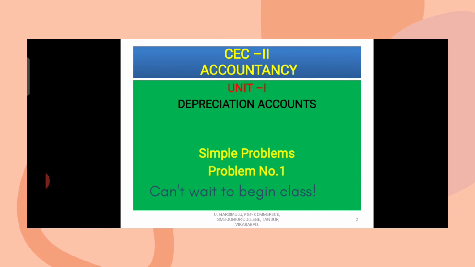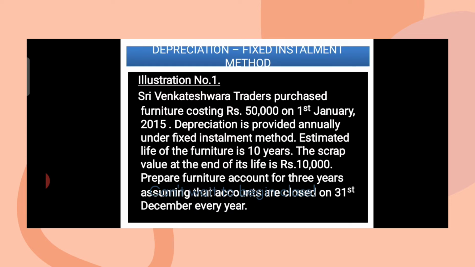One simple problem. Dear students, here is one problem I have chosen to explain to you. Let me read the problem first to make you understand it better. Here we are going to calculate the depreciation under fixed installment method. This method is also called the straight line method or original cost method. Okay, let me read the problem first.